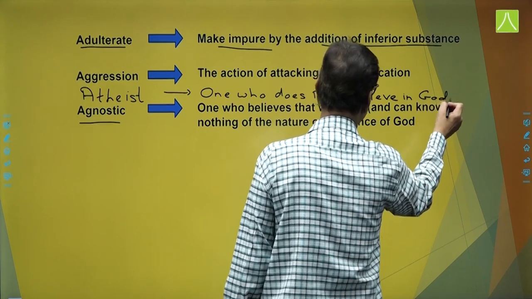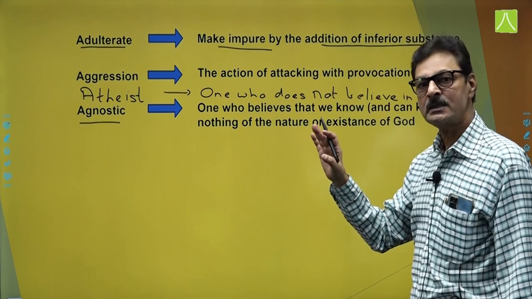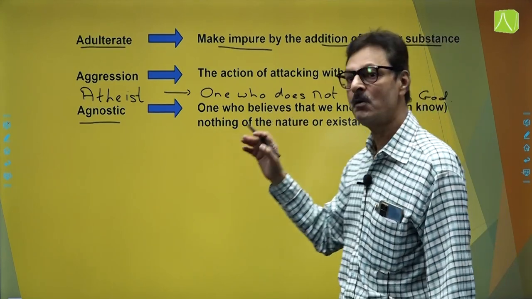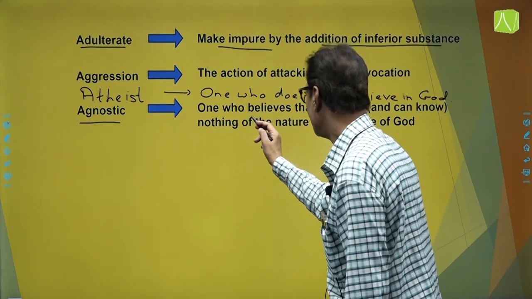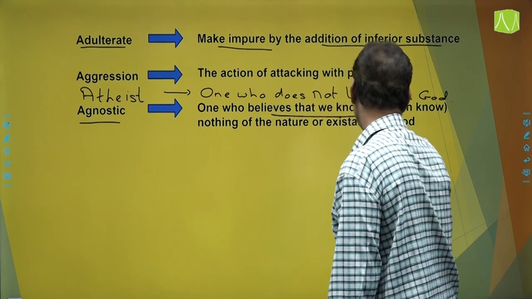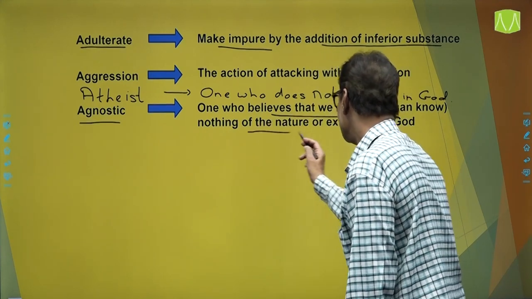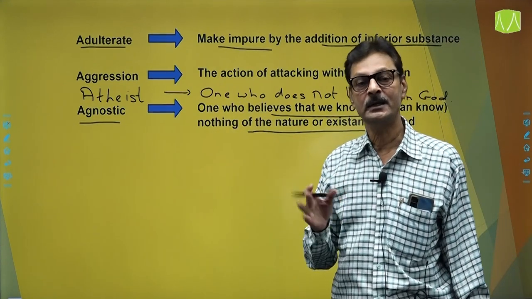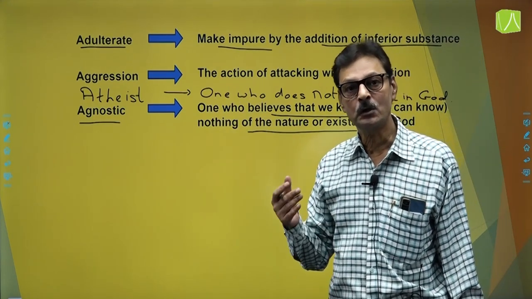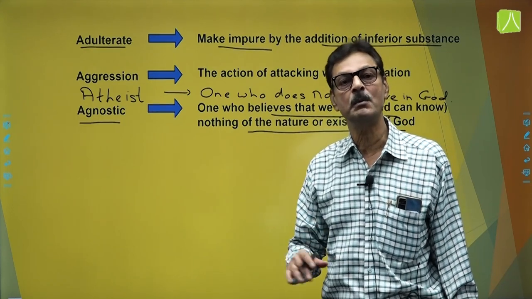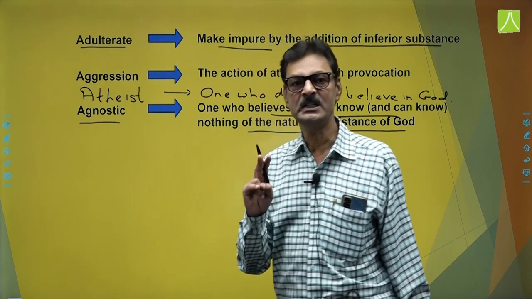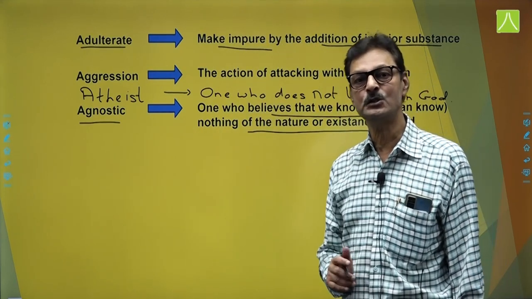See the difference between these two. Students often make a mistake here. One who does not believe in God, that is, one who does not accept God. And what is this option? One who does not know anything about the existence of God. Here, God exists but I don't believe, that is atheist. But one who does not believe in the existence of God, who says that God does not exist at all, they are termed as agnostic. So please remember the difference between these two words.